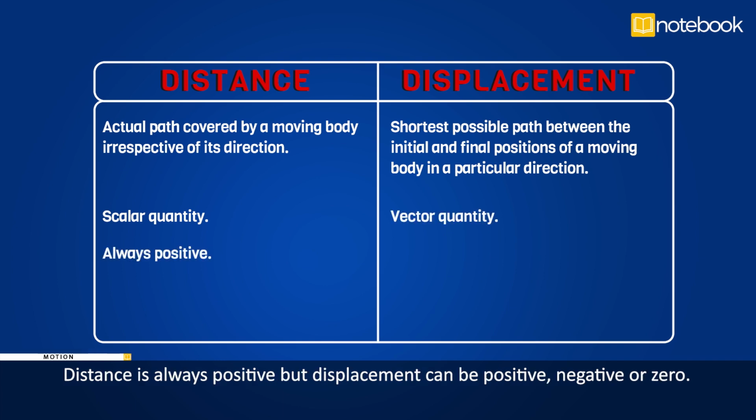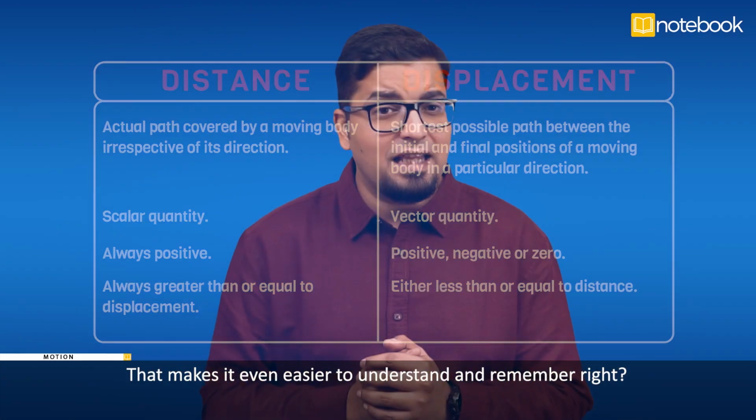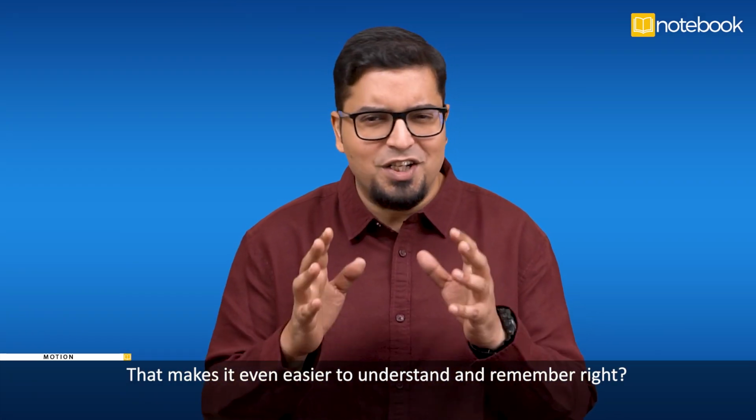Distance is always positive, but displacement can be positive, negative, or zero. Distance is always greater than or equal to the displacement, but displacement is always either less than or equal to the distance. That makes it even easier to understand and remember, right?